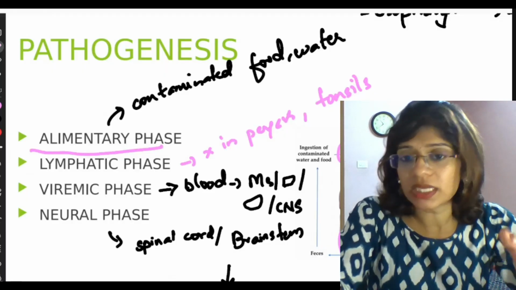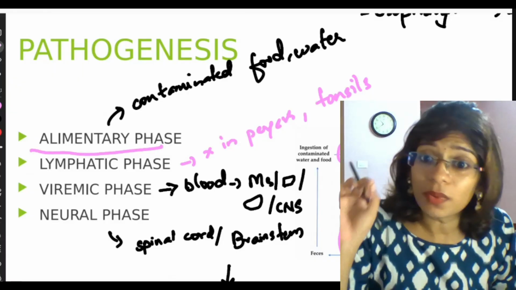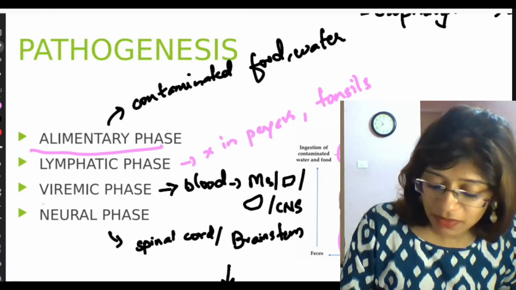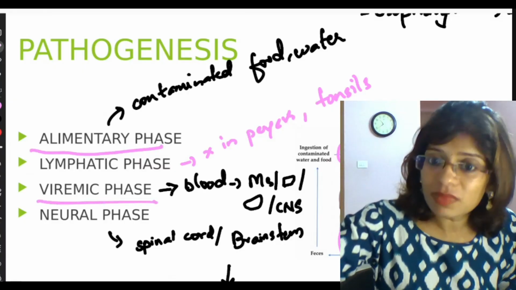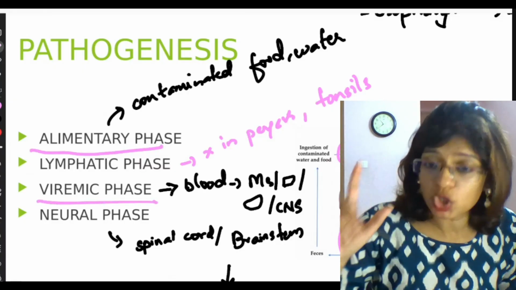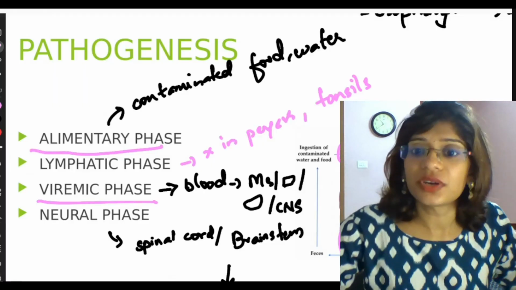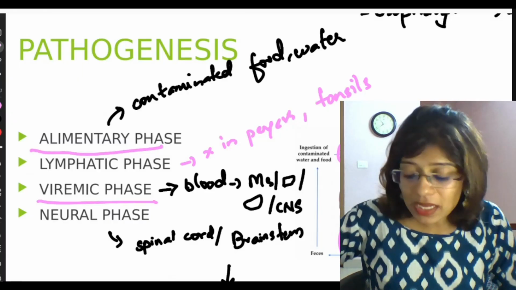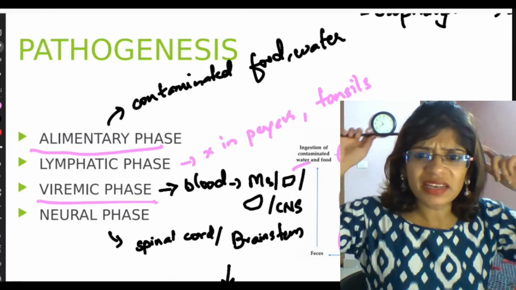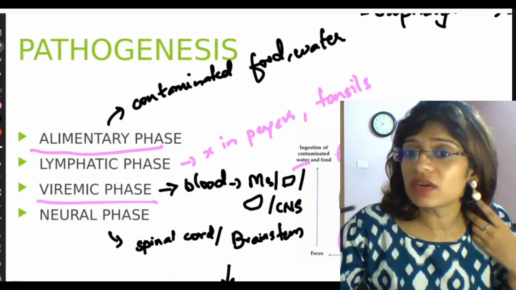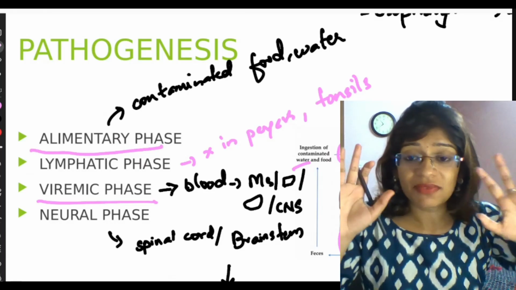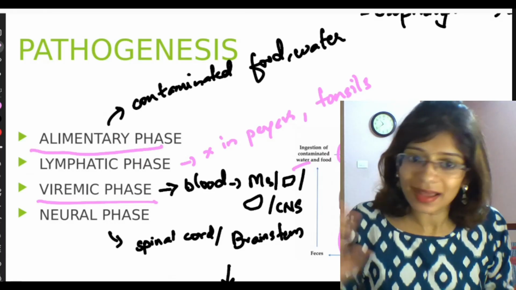After the lymphatic phase, from the lymphoid tissue and lymph nodes, this virus enters your bloodstream. That is called the viremic phase. Now through the bloodstream, this virus enters different organs of the body. It enters the muscles, the spleen, the liver, and finally it enters what, guys? The central nervous system, the spinal cord and the brainstem. That is why paralysis occurs.